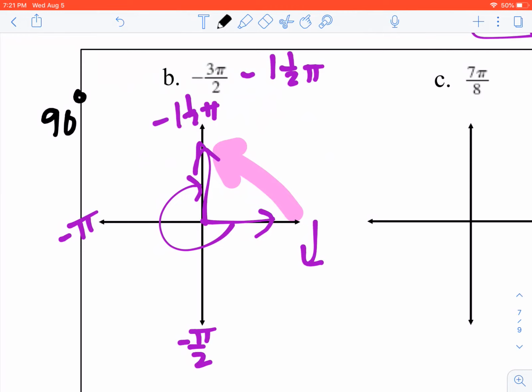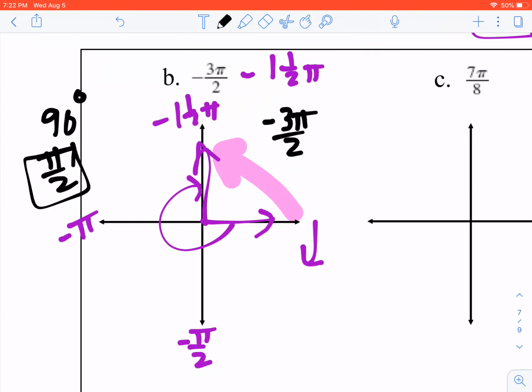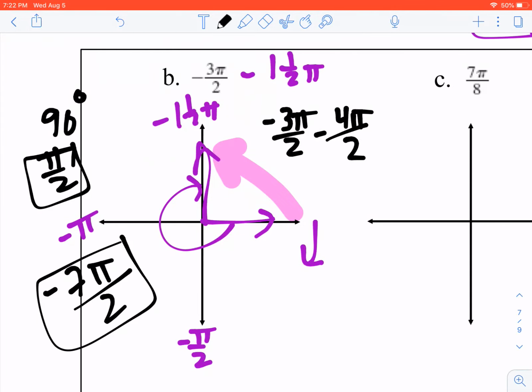You can still do the fraction work. Negative 3 pi over 2 plus 2 pi. Well, that is going to be 4 pi over 2. And that gives me pi over 2. So pi over 2 is a positive coterminal angle to negative 3 pi over 2. Now, if I want a negative, all I have to do is subtract 4 pi over 2. So negative 7 pi over 2 would be another negative coterminal angle to negative 3 pi over 2.